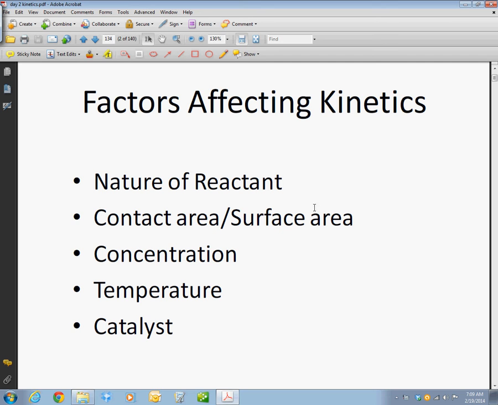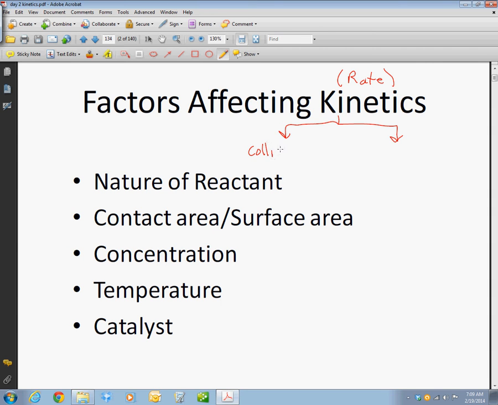Kinetics, by definition, is the speed of a chemical reaction. Now, speed, we use the word rate. So all chemical reactions have rates. And the rate of a chemical reaction is controlled by two key factors.